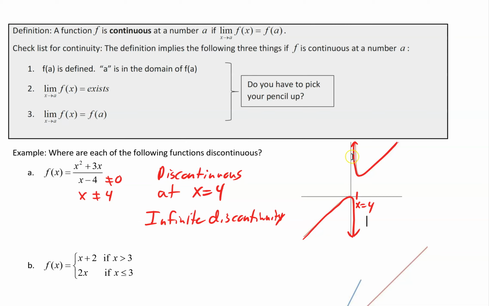And then how does this not fit our definition? Well, you can see that f of a is not defined. So f of 4 is not defined. It's actually undefined. So you could just check off number 1. It fails number 1, that tells us it's discontinuous at x equals 4. The limit also does not exist because it goes down to negative infinity and up to positive infinity.